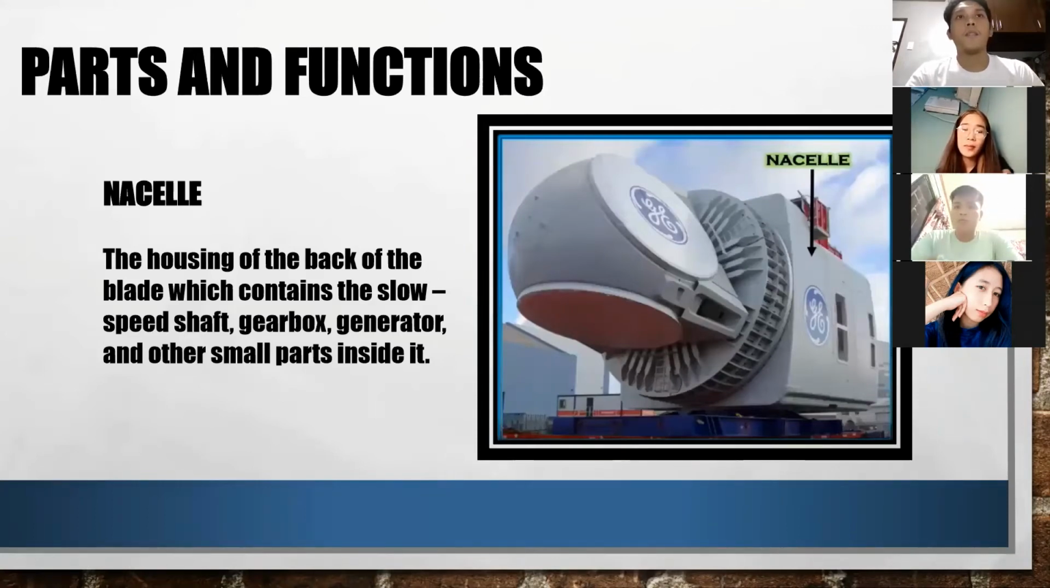Nacelle. The housing at the back of the blade which contains the slow speed shaft, gearbox, generator, and other small parts inside it.